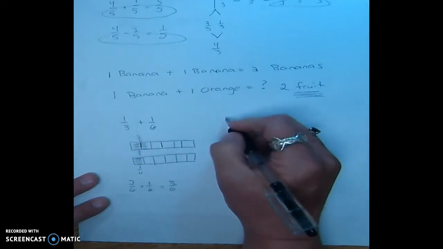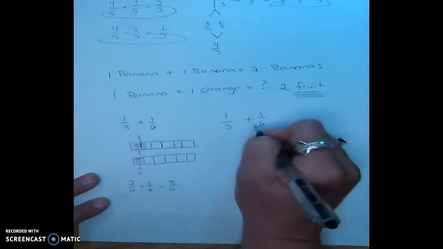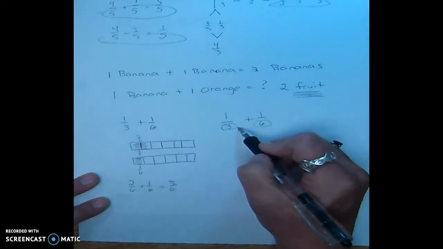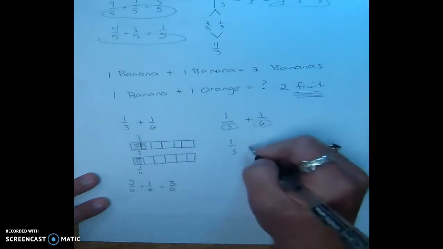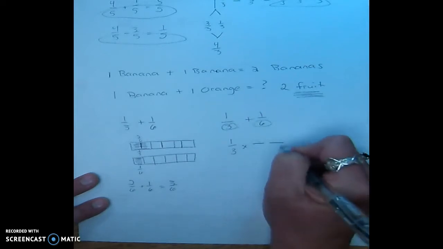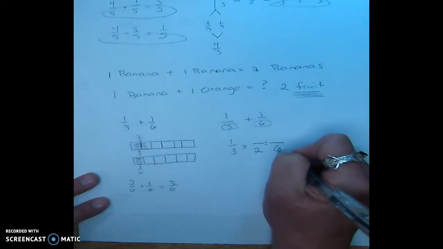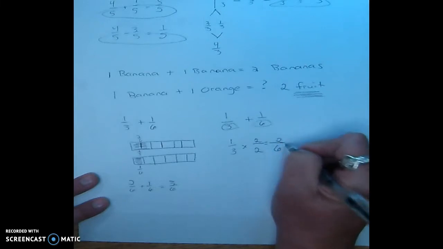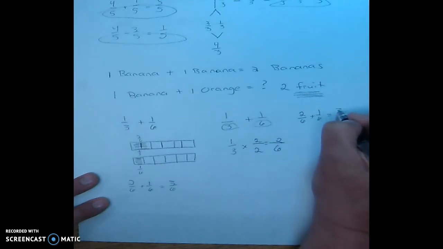Another method of doing this is we could take 1/3. We have 1/3 and 1/6. Well, I'm looking at the denominators. I want to make this an equivalent fraction with a denominator of 6. We've done this before. So, what would I multiply that by to make a denominator of 6? 3 times 2 equals 6. So whatever I do to the bottom, I have to do to the top. 1 times 2 equals 2. So we have 2/6. Now we can say we have 2/6 plus 1/6 equals 3/6.